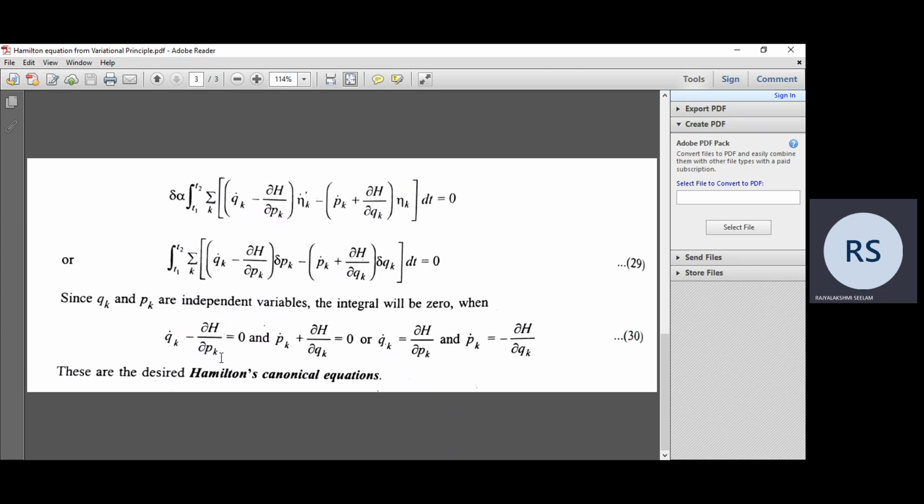So q̇k − ∂H/∂pk equals 0, and ṗk + ∂H/∂qk equals 0. Or q̇k equals ∂H/∂pk, ṗk equals −∂H/∂qk. So these are the desired Hamilton's canonical equations. Thank you.